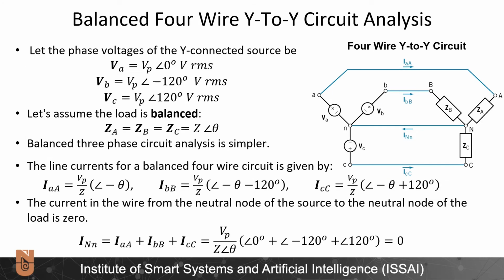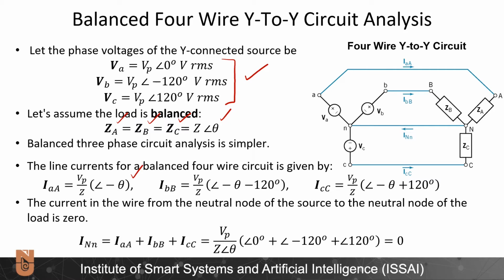Let us continue the analysis of the circuit for the balanced load case. So let us assume that the phase voltages of the Y-connected source are given here. And let us assume that the load is balanced. Load is balanced means that ZA is equal to ZB, which is equal to ZC. And we can just tell that this is an arbitrary load. It might be an inductive load, it might be a capacitive load, but it is basically an impedance with an angle. The line currents for the balanced 4-wire circuit are given by this.